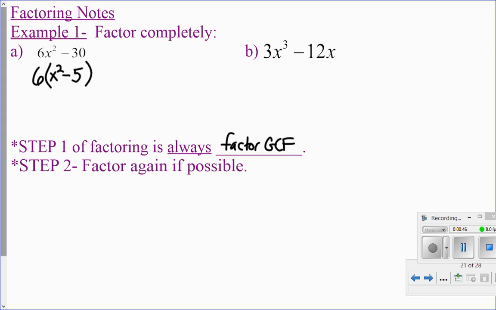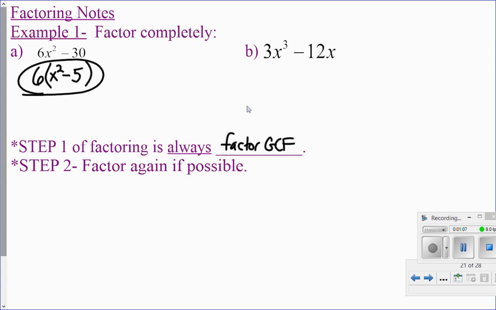So the next step of factoring is factor if you can again. Well, I'm looking at x squared minus 5, and I'm noticing that does not factor any further. It's almost what we call difference of squares, but it's not because 5's not a perfect square. So 6 times the quantity x squared minus 5 is my completely factored answer.